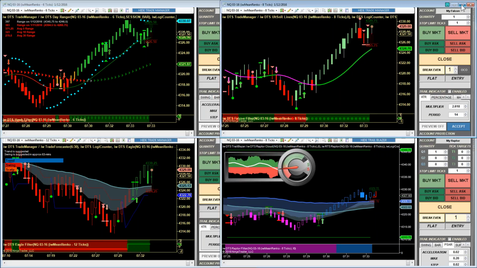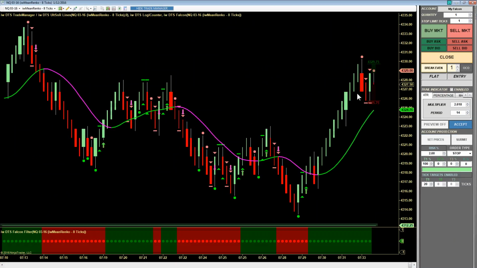Okay, so we're working a trend change signal now on the Falcon, or a possible trend change signal. The trend line flipped way back here. Here's the up, here's the down. We'll see if they come back with an up. I'm probably going to guess that's going to finish somewhere around here.